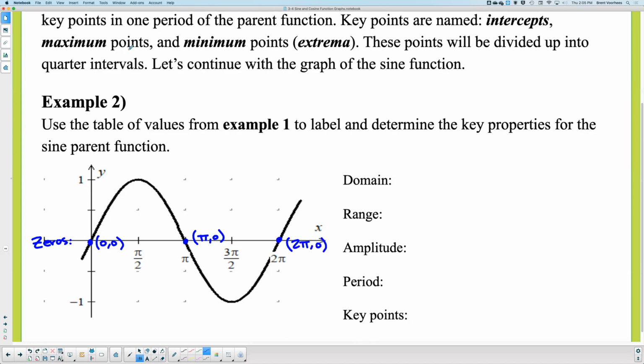When we graph, not only will we label intercepts, we'll also do the maximum and the minimum points, the extrema. So how about this maximum? What would be the coordinates for this maximum? Pi over 2 first. Your independent is the x-axis, the angle. What's the y value? 1. There you go. And the minimum. Where do we have a minimum? 3 pi over 2.